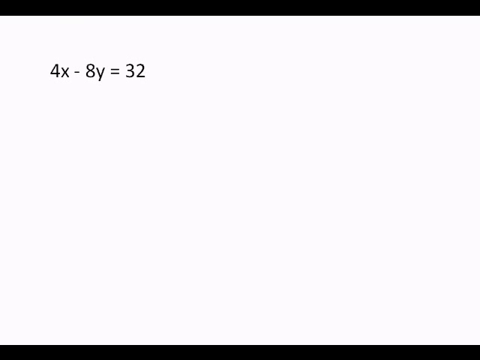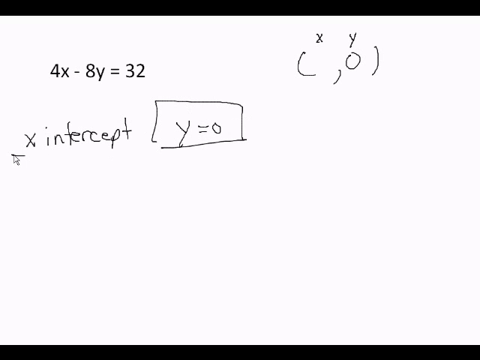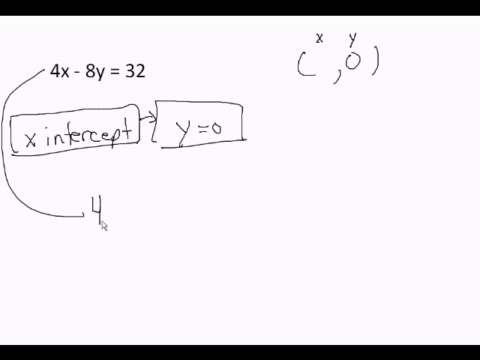So here's an equation. Let's find the x and y-intercept. First I'm going to find the x-intercept. Remember, for the x-intercept, the y part of the coordinate always equals 0. If I write the coordinate, x is always the first part, y is the second part. So to find the x-intercept, I'm going to plug in y equals 0: 4 times x minus 8 times y equals 32.